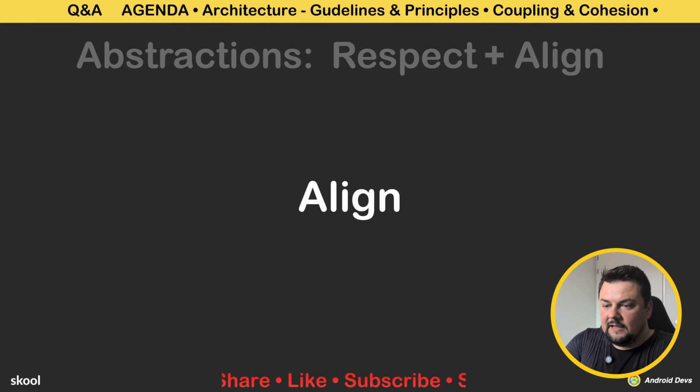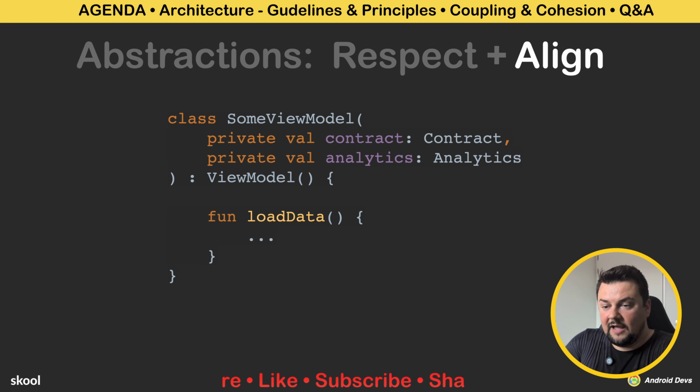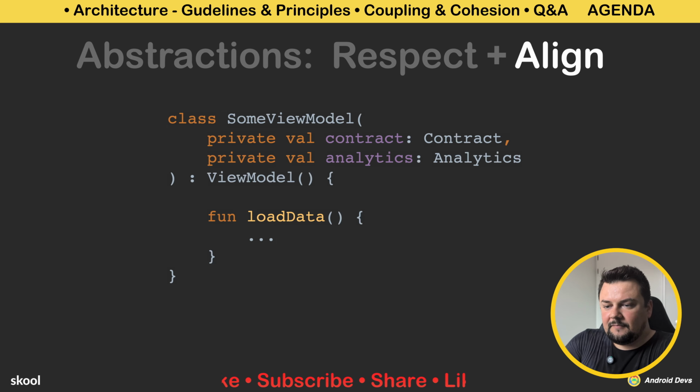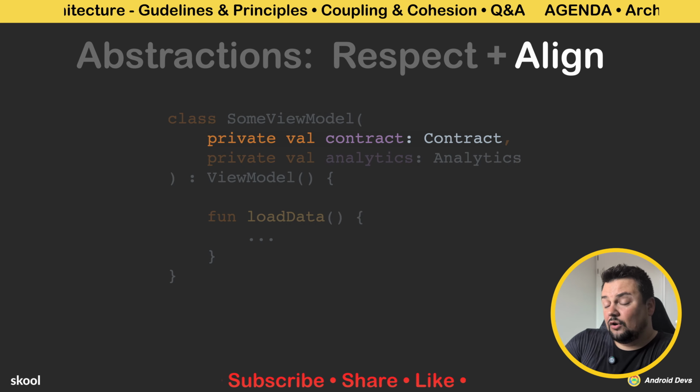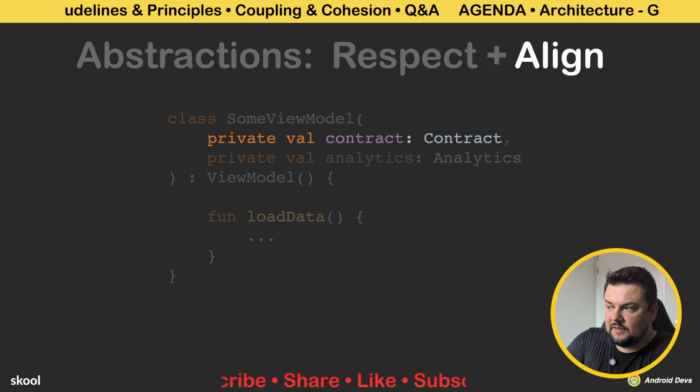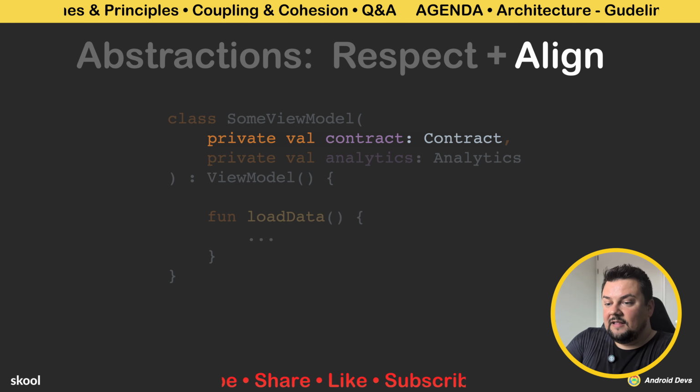In terms of aligning, let's take a look at yet another example. So here we have a view model, and this view model depends on a contract, which, as we saw at the very beginning of this presentation, was a detail.